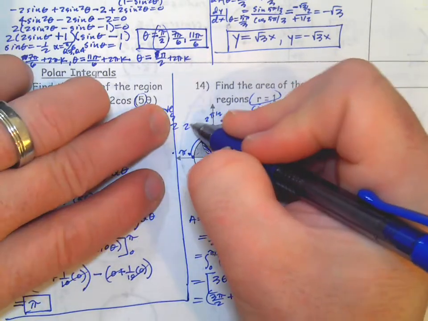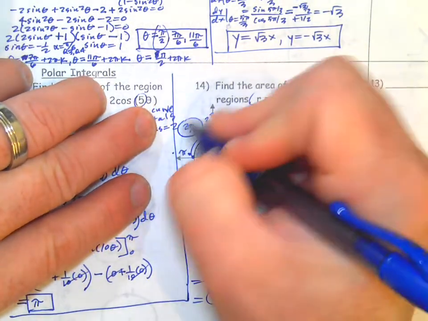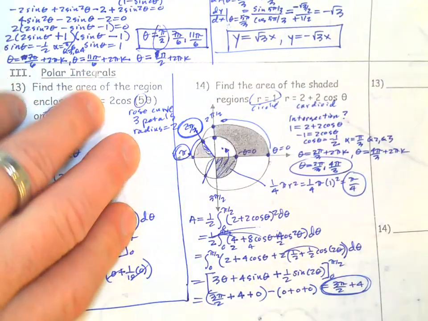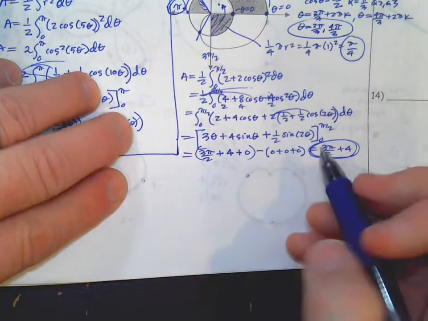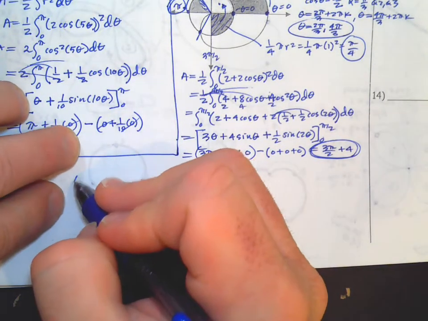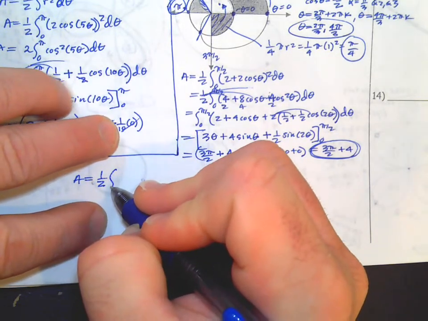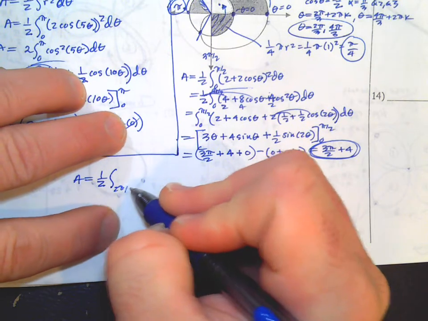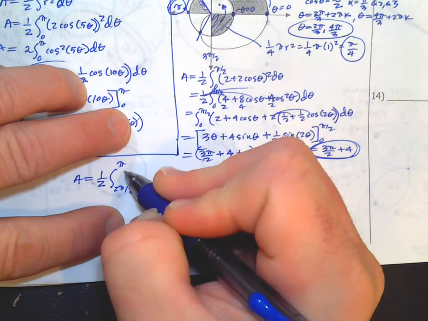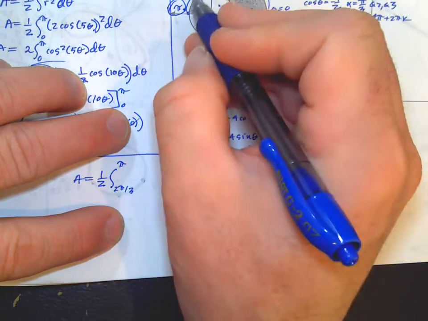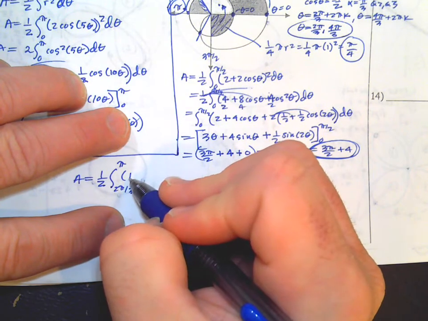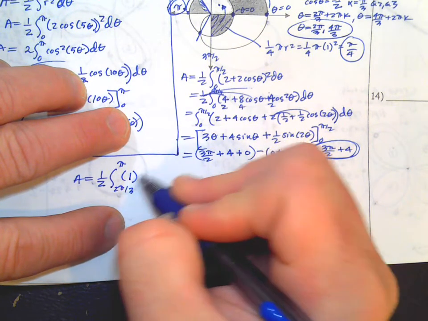But this is when we want 2 pi over 3 to pi. So to get that area, we're going to have to say, okay, well, let's find 1/2 of the integral from 2 pi over 3 to pi of the larger area. That's the circle. That's the one, radius of 1, squared, d theta.